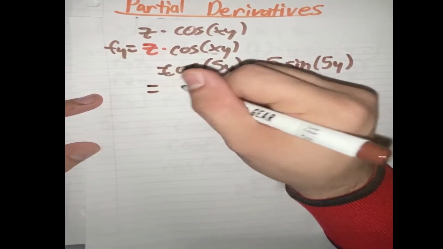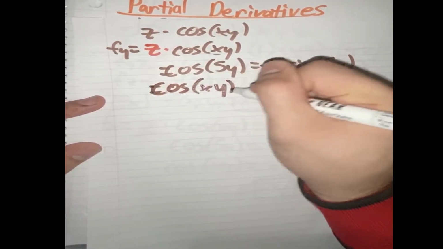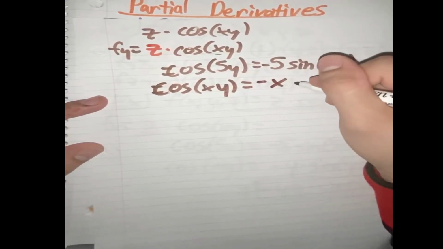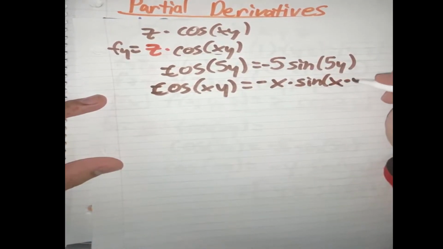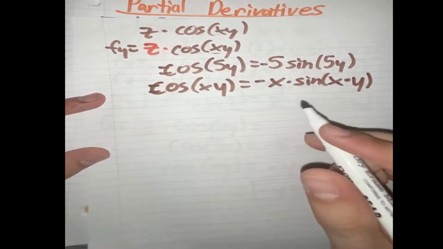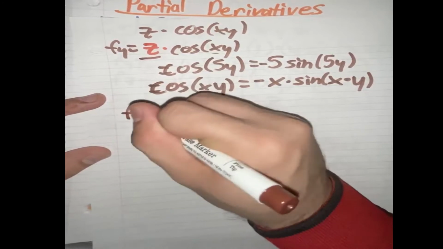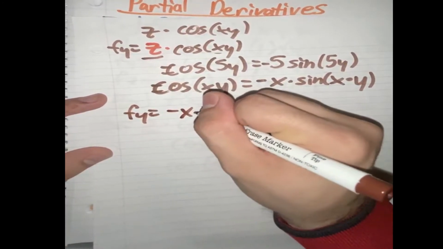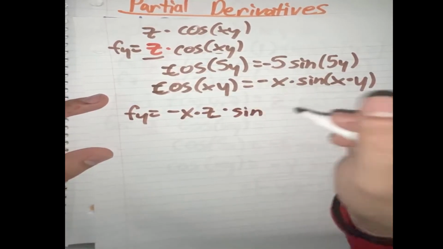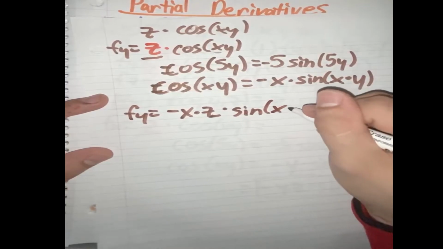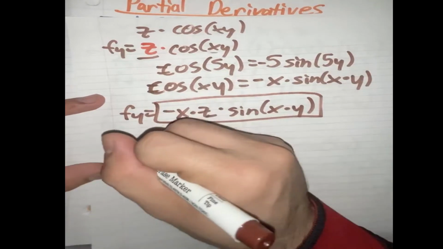So the derivative of cosine of xy is going to be equal to negative x times sine of the constant x times the variable y, because we're taking the derivative with respect to y. Now don't forget we had a z over here, so the proper answer would be negative x times z times sine of x times y. And this is the derivative with respect to y.